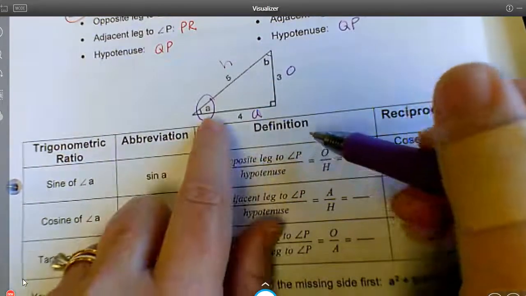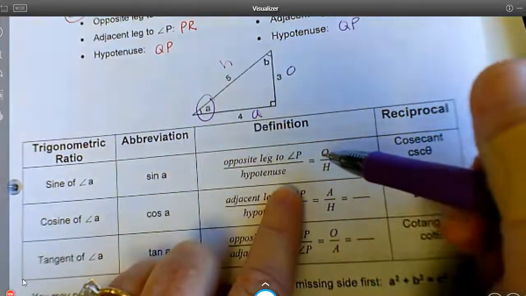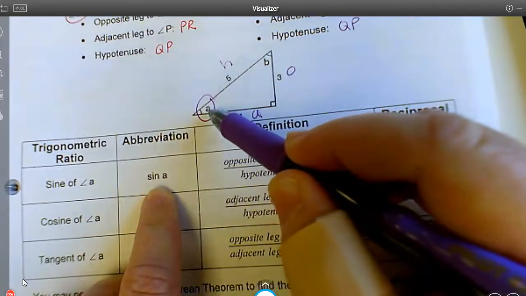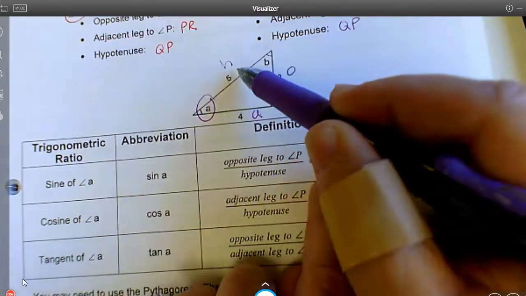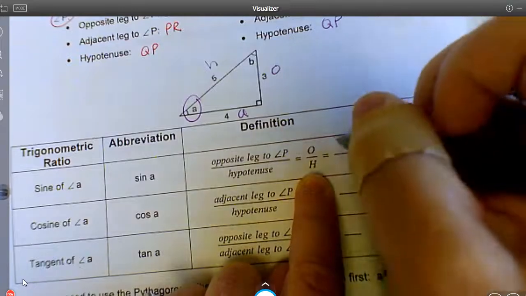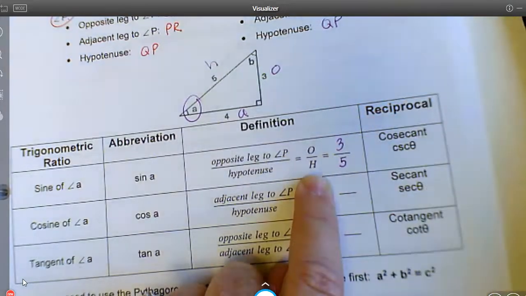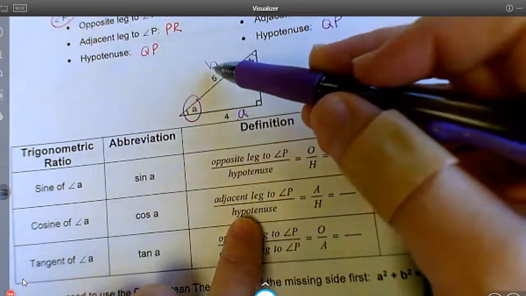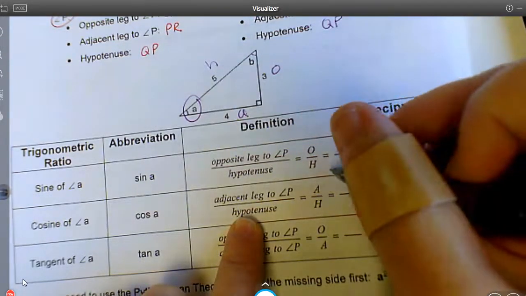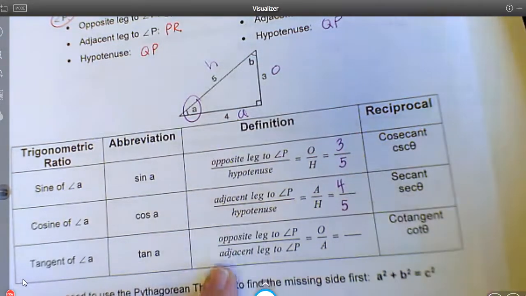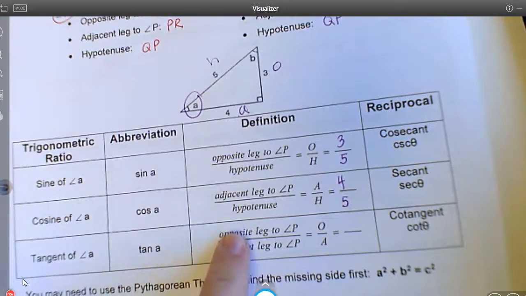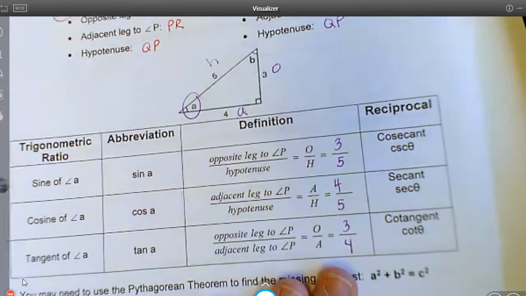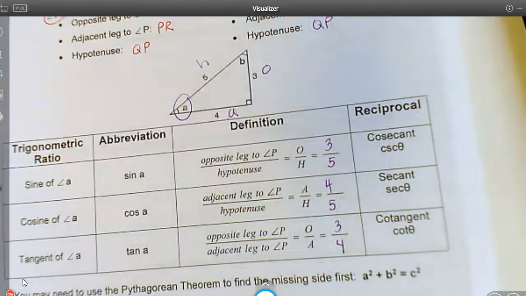So opposite to angle P, oh, we're still talking about A, sorry. Sine of A, opposite over hypotenuse, is 3 over 5. Cosine of A is adjacent over hypotenuse, which is 4 over 5. Tangent is opposite over adjacent, which is 3 over 4. And we'll be working some more with that later.